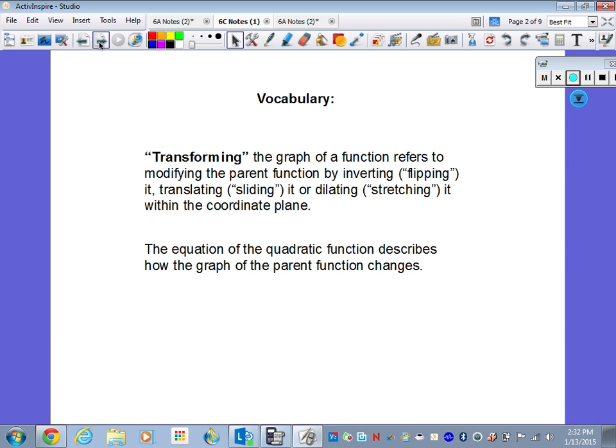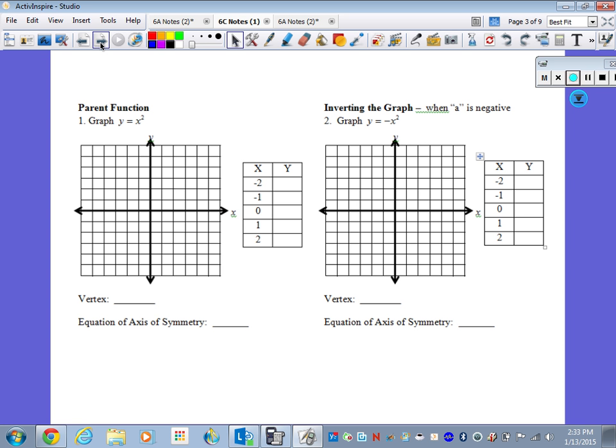The equation of the quadratic function describes how the graph of the parent function changes. Keep in mind that the parent function is y, or f of x, equals x squared. So let's go ahead and do one. Now you see that we have the parent function there, and we've already done this one.